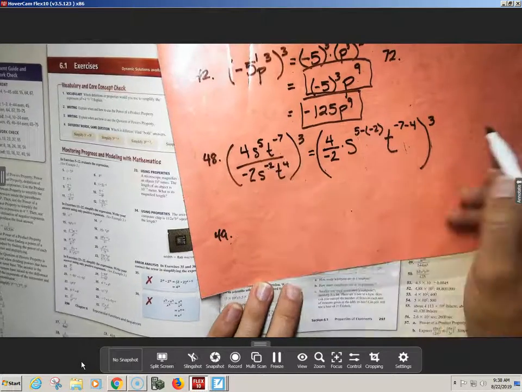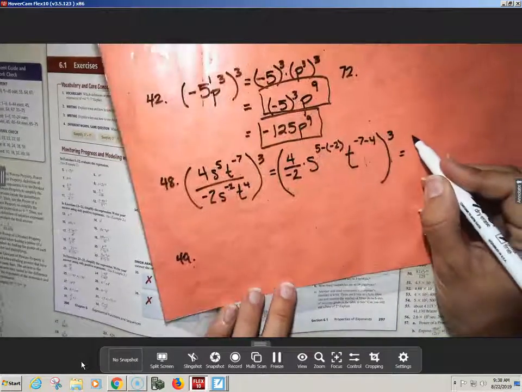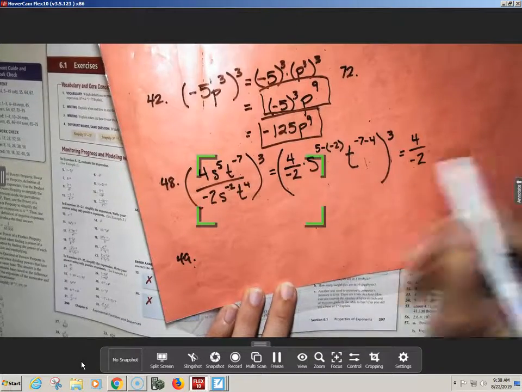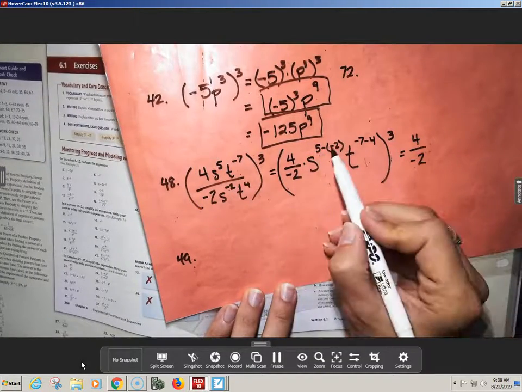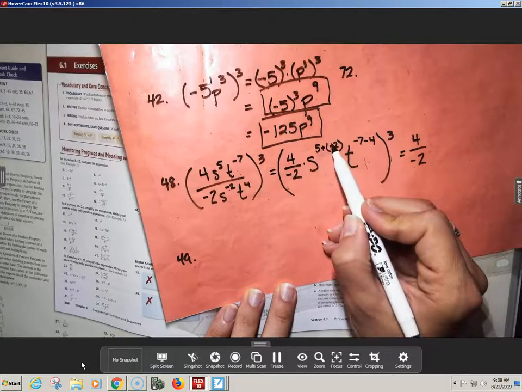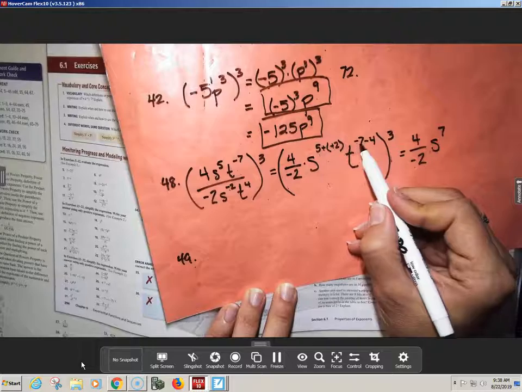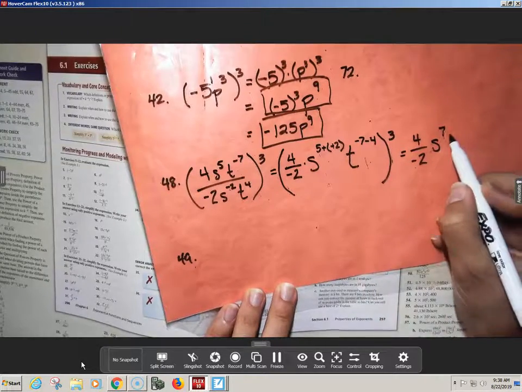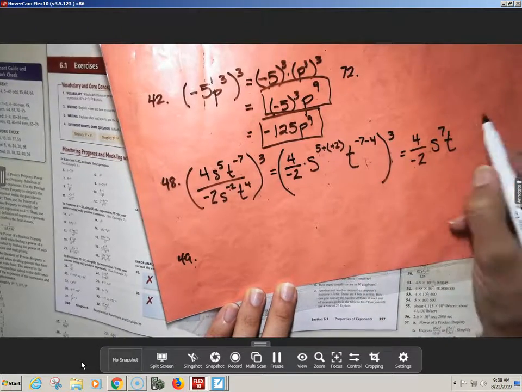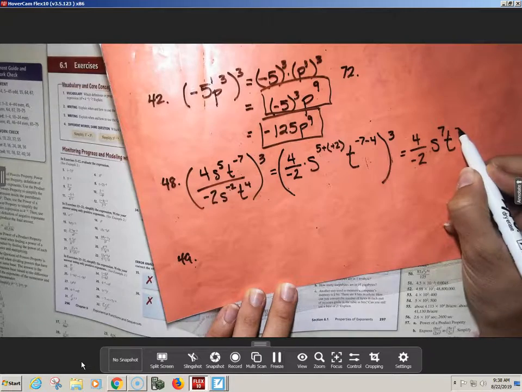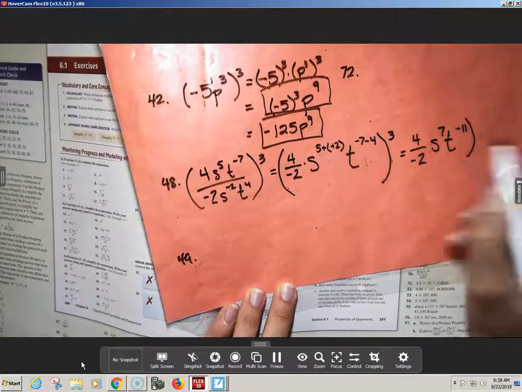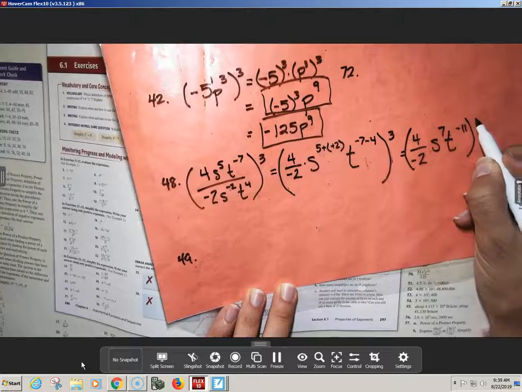5 minus negative 2. Oh, that's just going to be, careful, 5 minus a negative 2. Doesn't that switch to plus? So it'd be S to the 7th. What's negative 7 take away 4 for the T? Negative 11. And then that's all raised to the 3rd power.